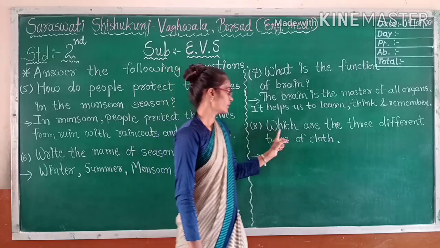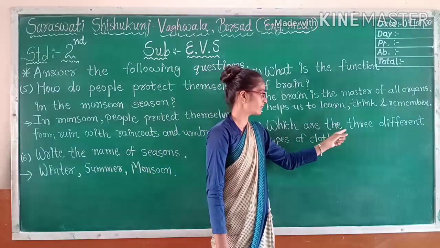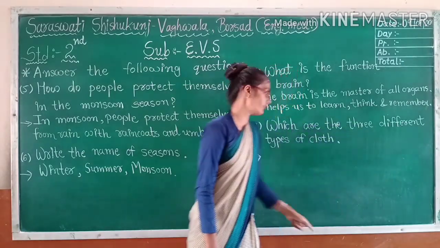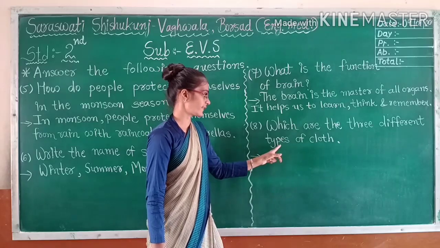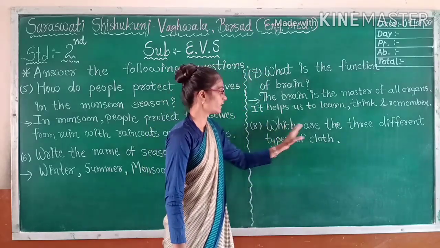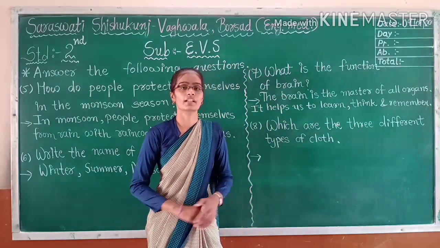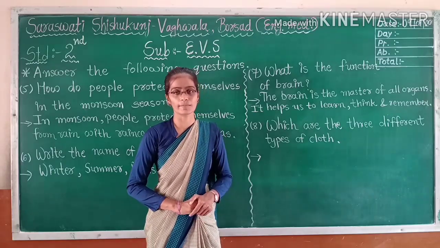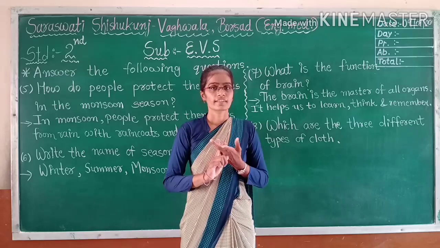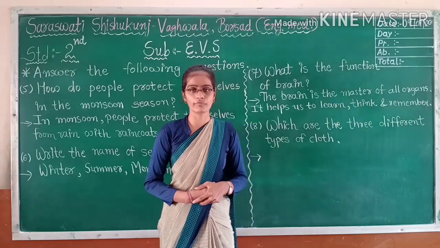Question number 8. Which are the three different types of cloth? So we learned which are the three different types of cloth. So cotton clothes, synthetic clothes, then after silk, woolen. These are the different types of cloth.